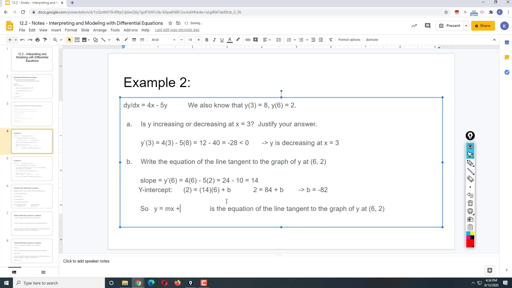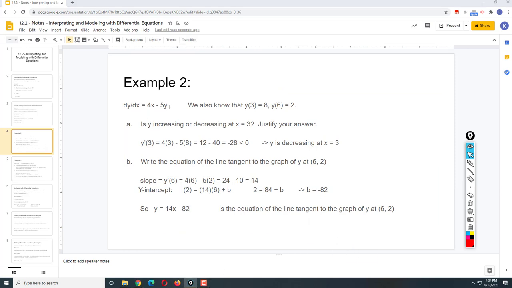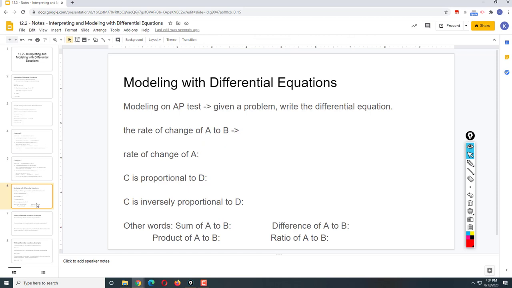So y equals mx plus b, where m is 14 and b is negative 82. So y equals 14x minus 82 is the equation of the line tangent to the graph of y at (6, 2). So these are different ways we can draw conclusions from our differential equation.